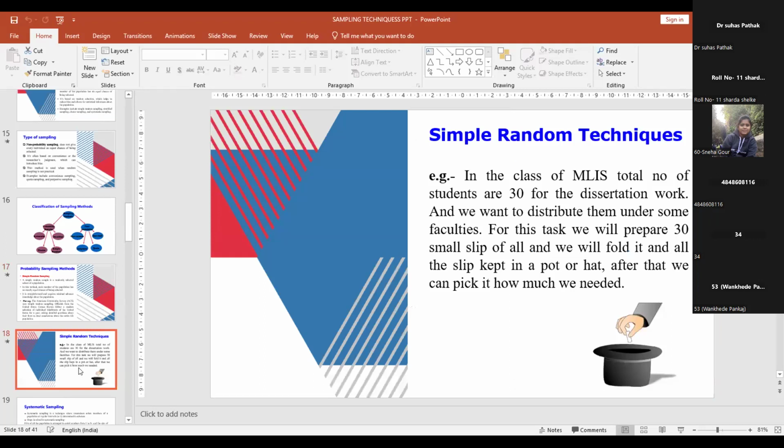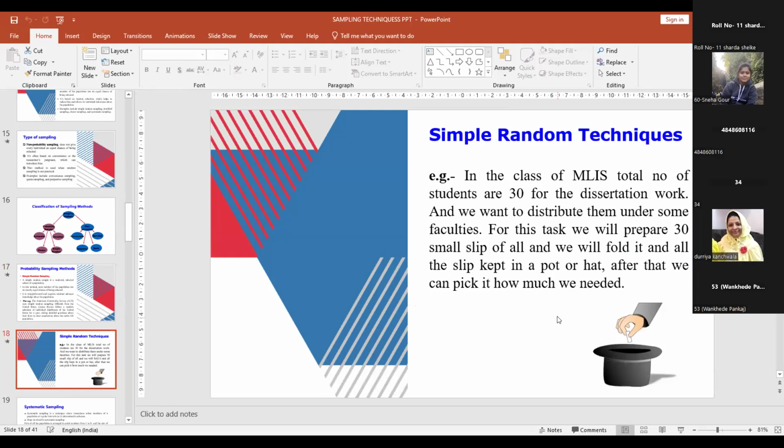Another example: in the class of MLIS, the total number is 30 students, and we want to distribute them under this faculty. For this task, we will prepare small slips for all 30 students, fold each slip, and keep them in a pot. After that, we can pick as many as we need. So this is a very simple example of the random sampling method.